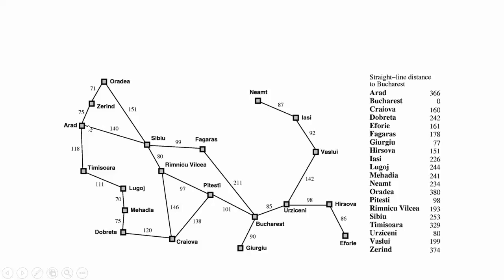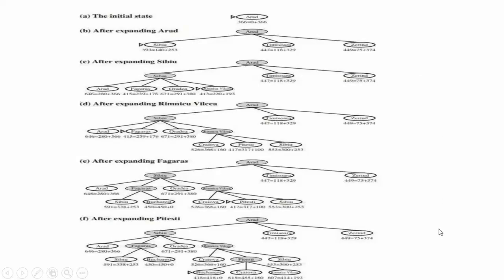Similarly for Timisoara. For Arad to Timisoara the cost is 118. For Timisoara, what is the h of n value? 329. So the g of n value is 118 and the h of n value is 329. What's the total function cost? 447. Like that you have to calculate for each and every node.